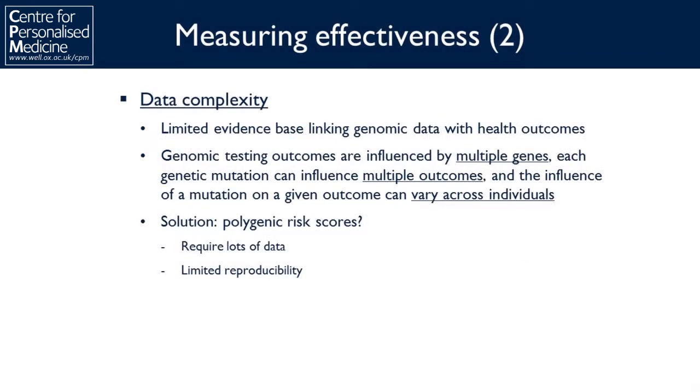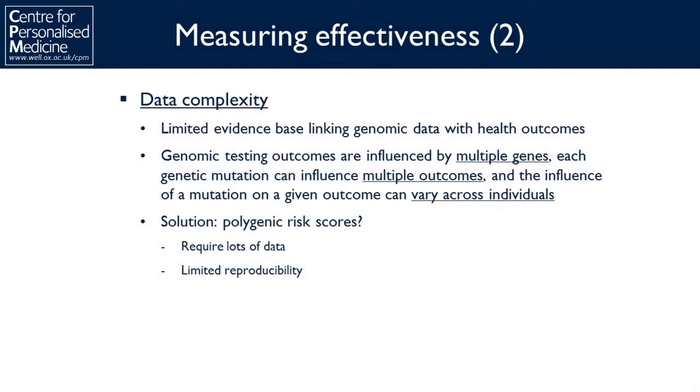And then the final thing I wanted to mention in relation to effectiveness is that the data that we're working with in these economic evaluations tends to be very complex. And there's quite a limited evidence base linking genomic data with health outcomes. One of the key problems we've got here is that testing outcomes in genomics are influenced by multiple genes. Each mutation can impact on multiple outcomes, and the influence of a mutation on a given outcome can vary from one individual to the next. Different solutions have been suggested in the literature.